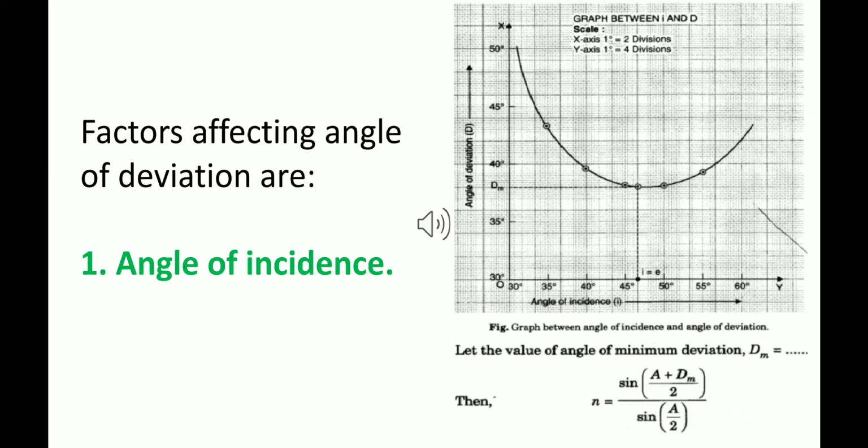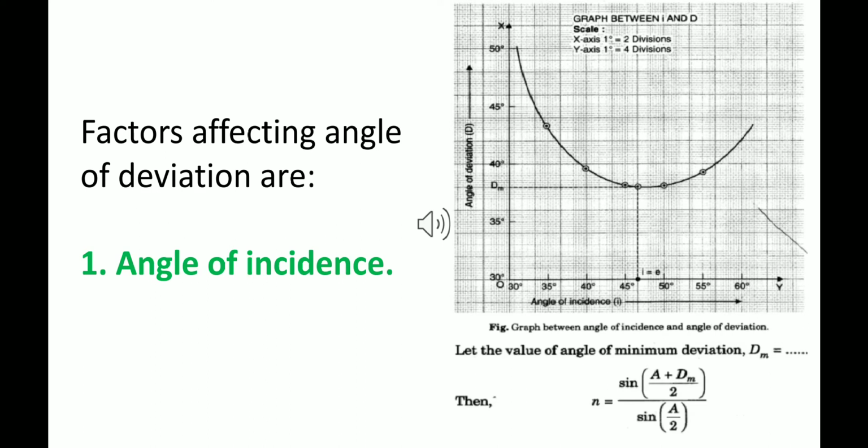Now you can see as the angle of incidence is increasing, the angle of deviation is decreasing. And there is a point where it stops, and after that, as the angle of incidence increases, the angle of deviation also increases. This happens in all the cases, and this point where the angle of deviation is minimum is known as the angle of minimum deviation.